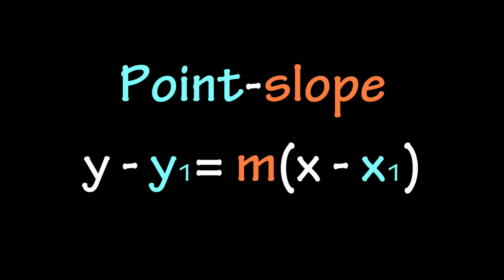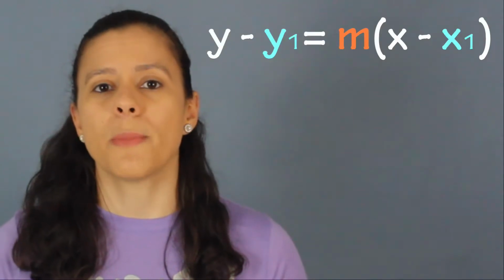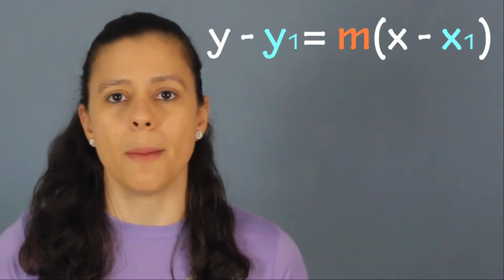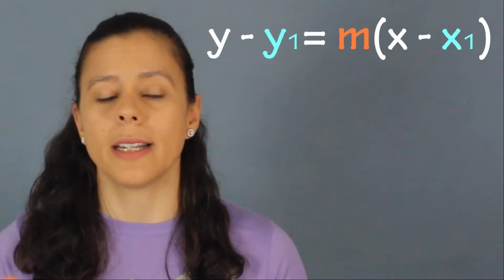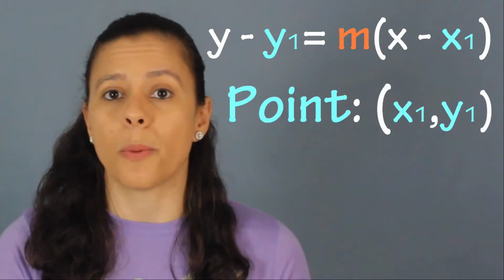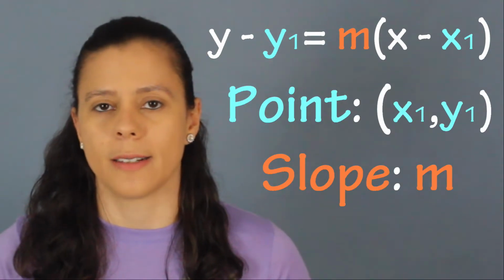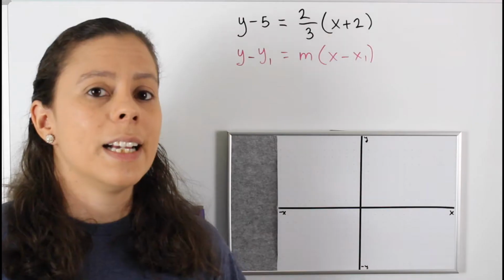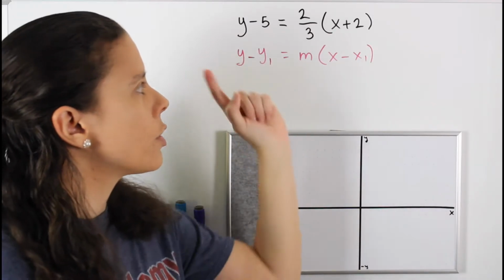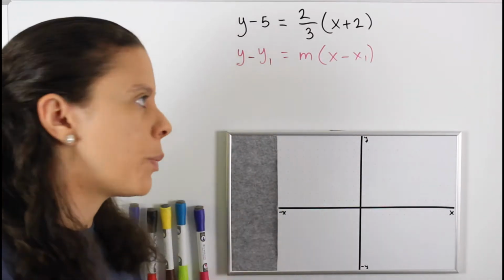Number 2, point-slope form. In this method, the linear equation will be written as y minus y1 equals m parentheses x minus x1 close parentheses. And just like the name suggests, it gives us a point and the slope of the line. Let's go ahead and graph one of those. So let's suppose you have y minus 5 equals 2/3 parentheses x plus 2 close parentheses.